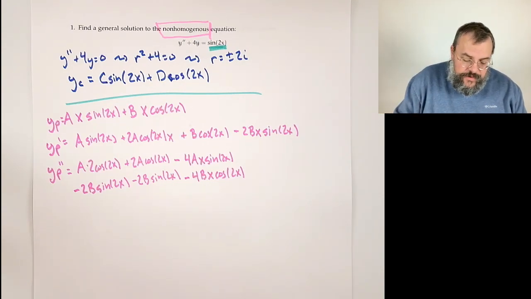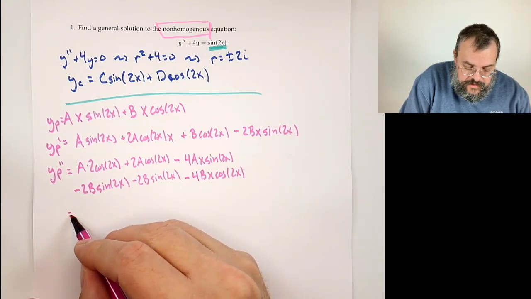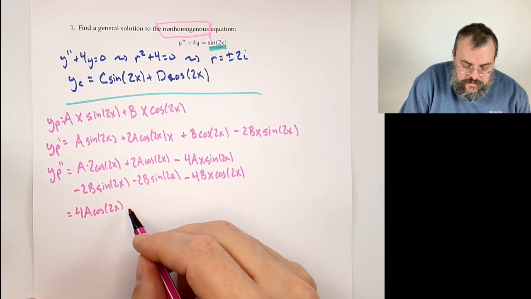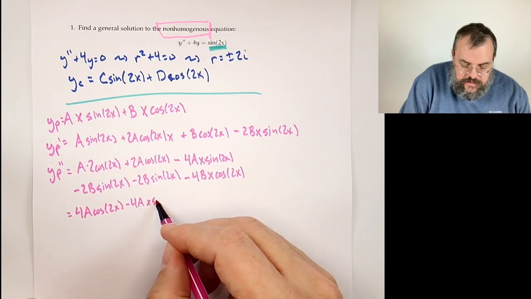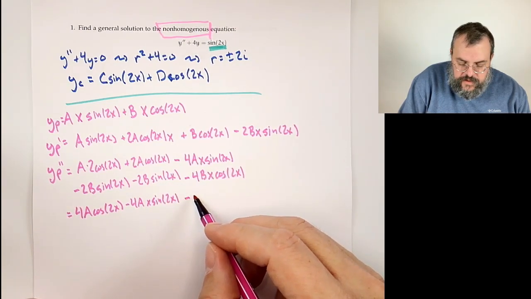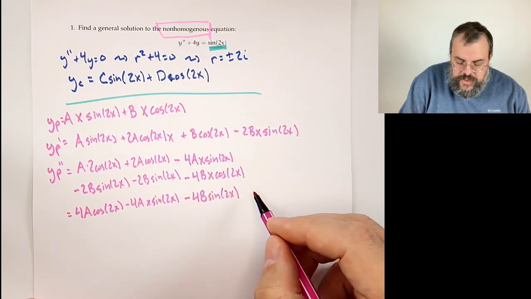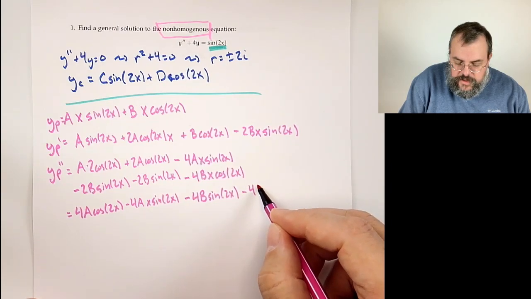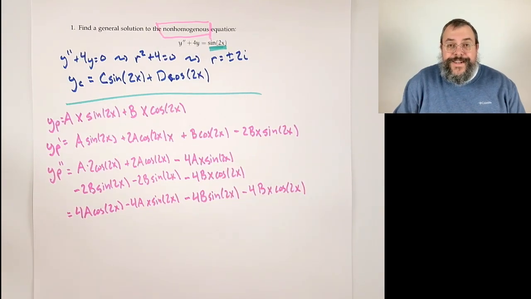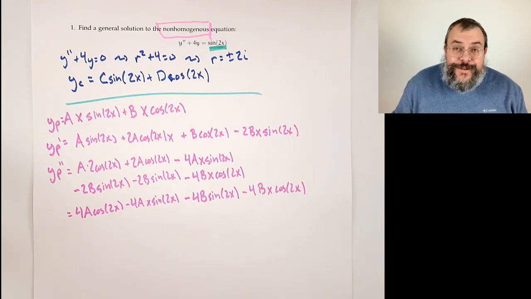We could rewrite this because we can combine the two terms there, the two terms there. So this is the same as 4a cosine 2x minus 4ax sine of 2x. And then we have minus 4b sine of 2x and minus 4bx cosine 2x.